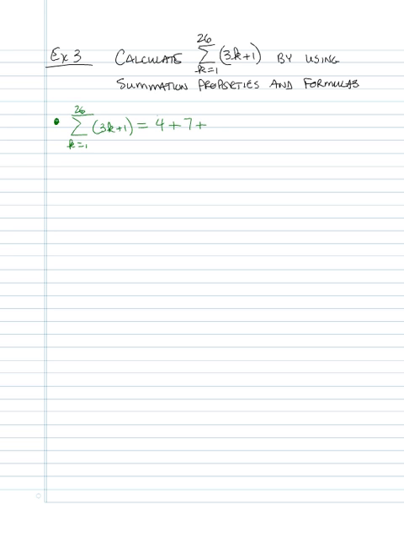Well, 3 times 3 is 9, plus 1 more is 10. And then when k is 4, we'd be adding 3 times 4 plus 1, 12 plus 1, or 13. Actually, it looks like we're adding every third integer, doesn't it?